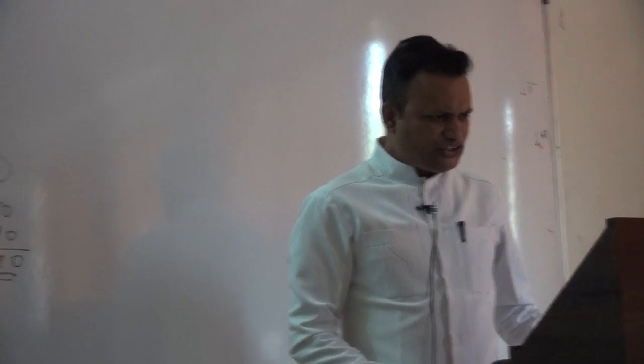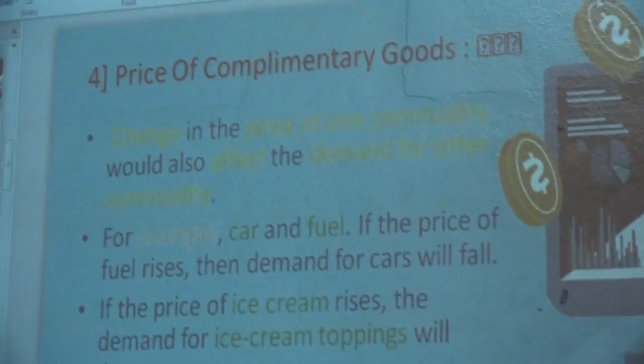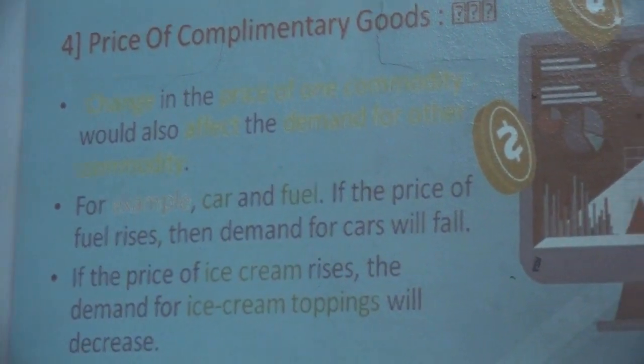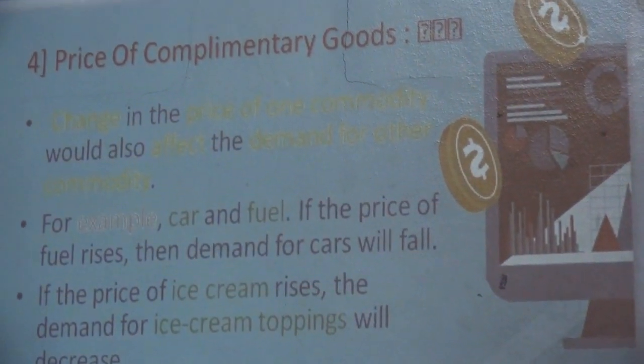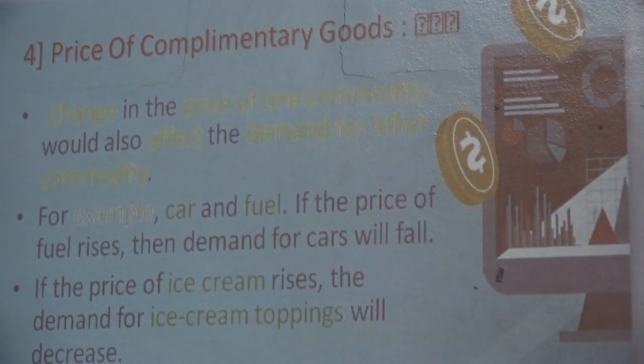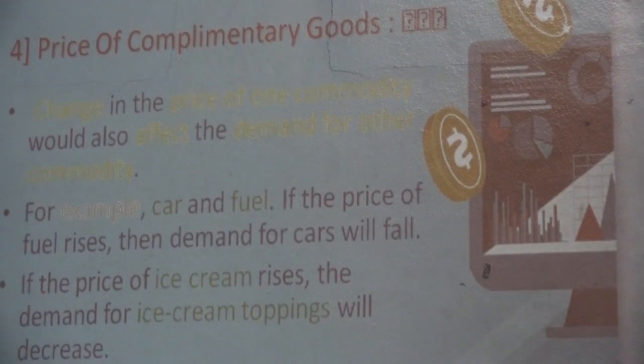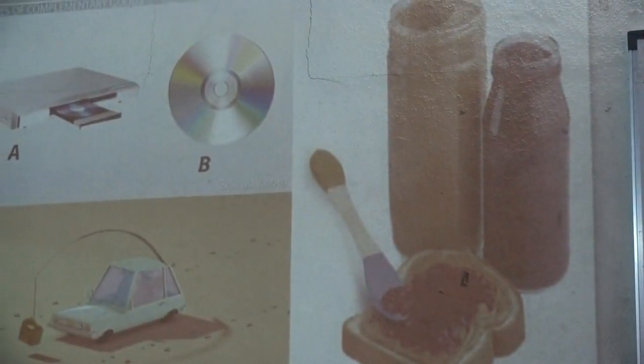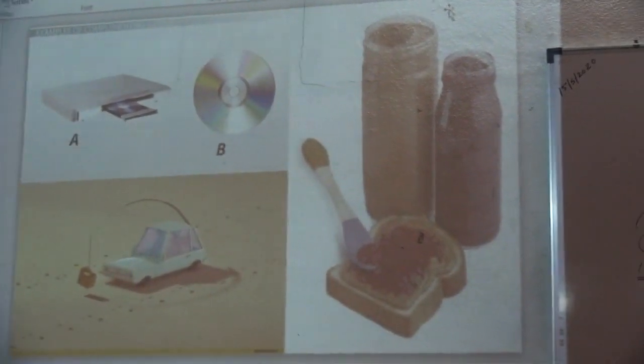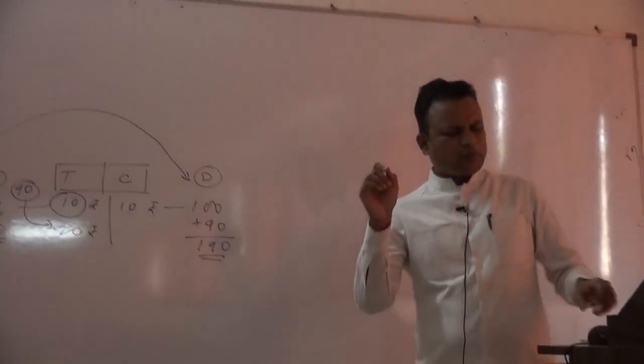Another factor which usually affects demand for the commodity is the price of complementary goods. What is a complementary good? The goods which are jointly demanded. Such goods are considered complementary goods. Changes in the price of a complementary good will definitely affect demand for the related product.